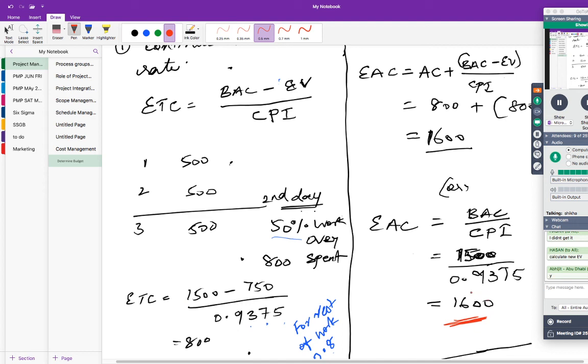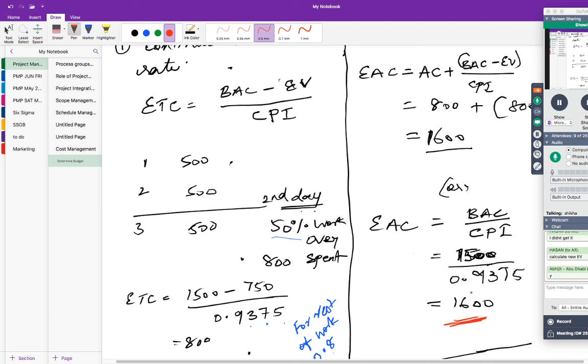Your sponsor says, no, we cannot give you more budget. What you have to do, I don't know, whatever you do, you somehow try to manage your cost, and you somehow finish it in 1,500 only. So this is his answer. He is not ready to give you more budget. All right, so he tells you, do the rest of the work in the remaining fund. This is what he tells you.